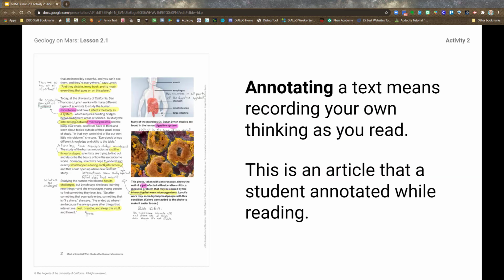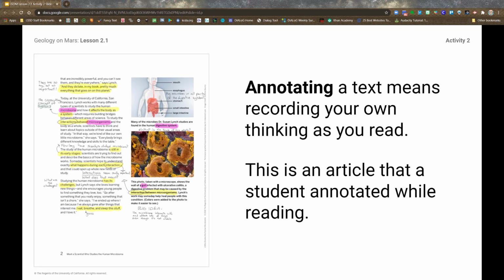Annotating a text means recording your own thinking as you read. This is an article that a student annotated while reading. Notice the example annotations include highlighting, comments, and questions. The student annotated both the text and the diagram.